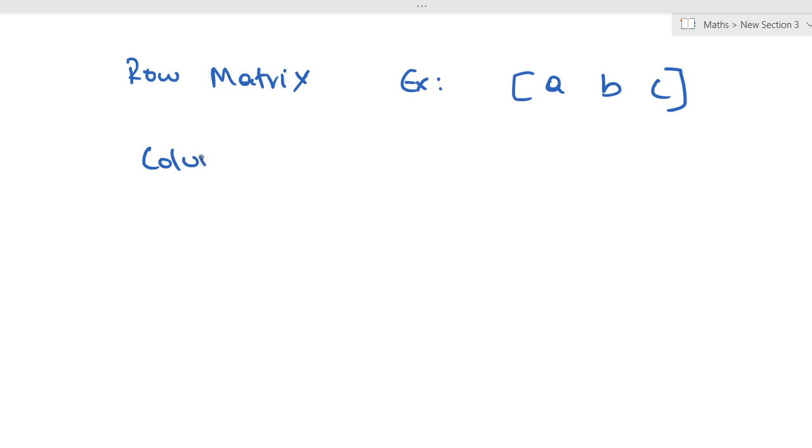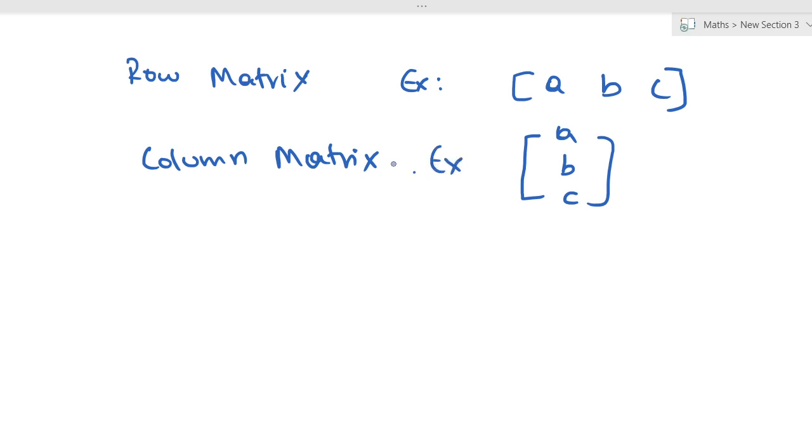First one is a row matrix. So a row matrix has only one row. Example: A, B, C. So it has only one row. A column matrix has only one column. These are the different types of matrix. You can note down: A, B, C. This is the example.